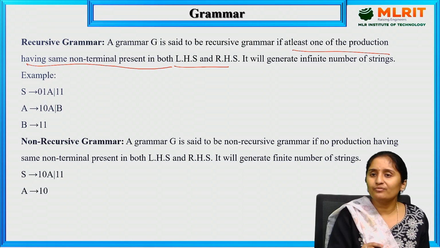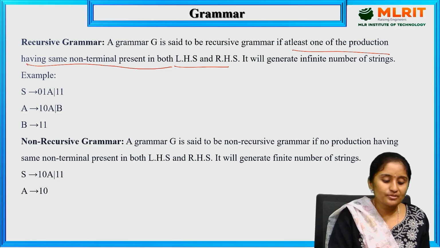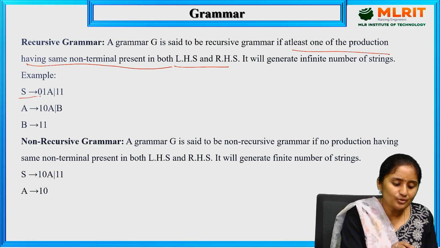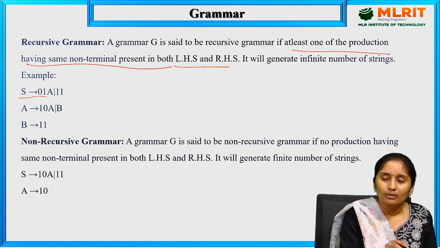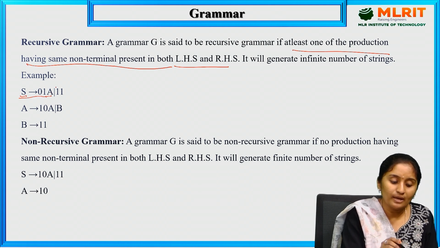Mainly, the recursion will generate an infinite number of strings. Let us see here. S produces 0, 1A or 1, 1. Here the LHS is S, but in the RHS part I have A. The LHS has S as a non-terminal and the RHS has A as a non-terminal, so this production is not recursive.